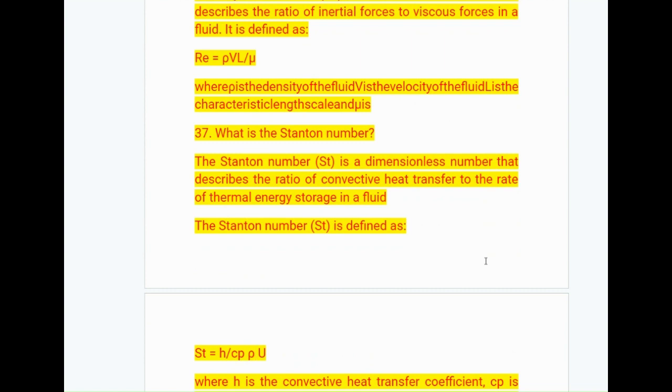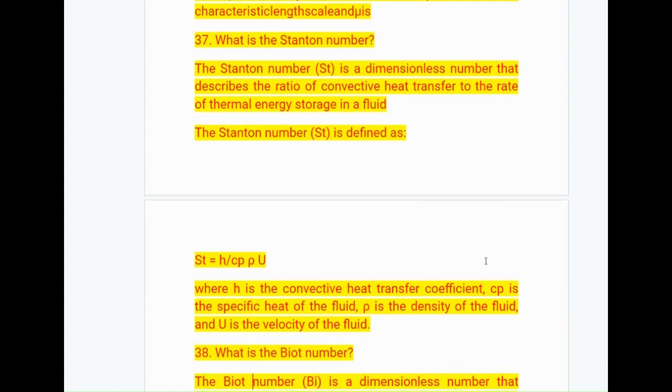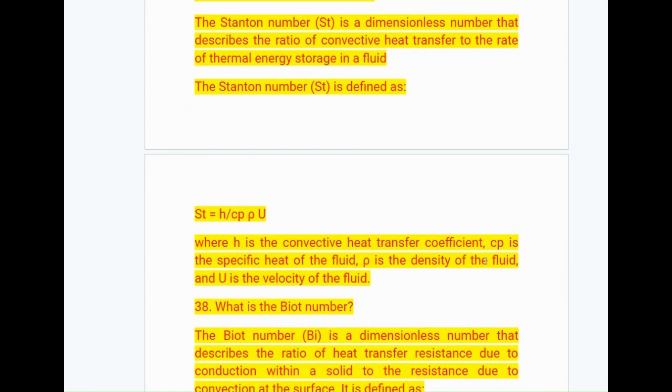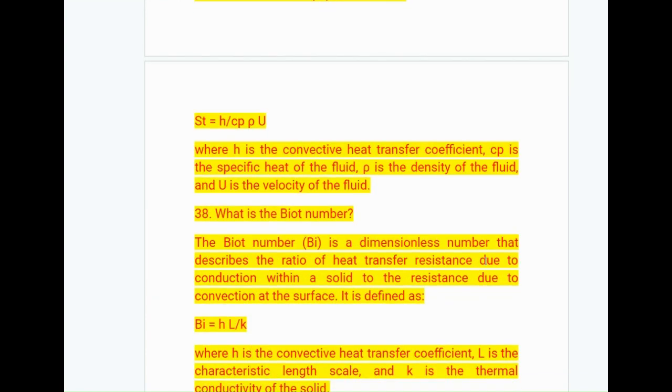37. What is the Stanton number? The Stanton number, St, is a dimensionless number that describes the ratio of convective heat transfer to the rate of thermal energy storage in a fluid. The Stanton number, St, is defined as St = h/(Cp ρ u), where h is the convective heat transfer coefficient, Cp is the specific heat of the fluid, rho is the density of the fluid, and u is the velocity of the fluid.